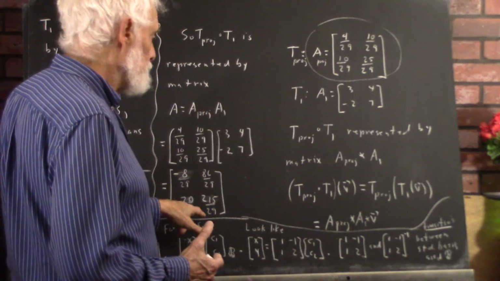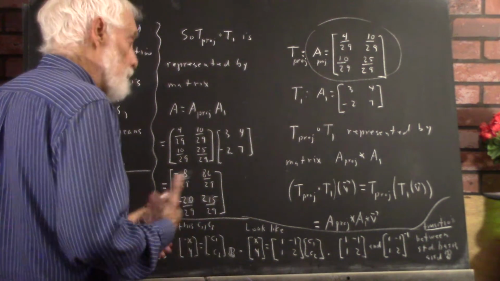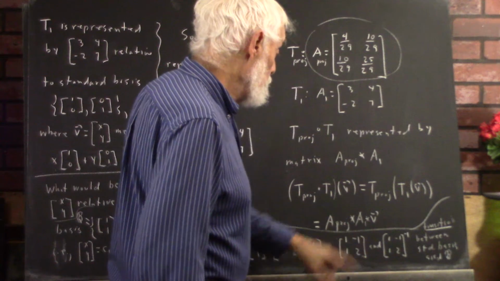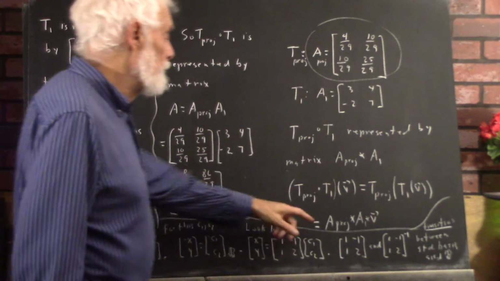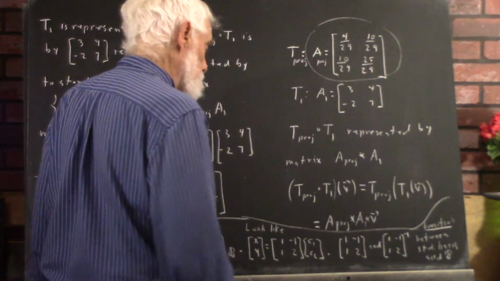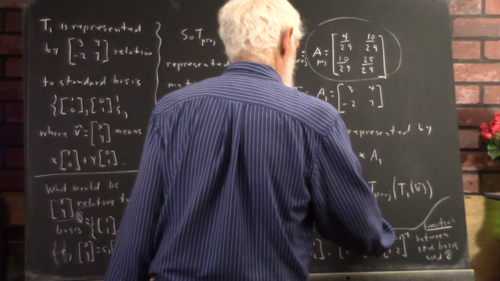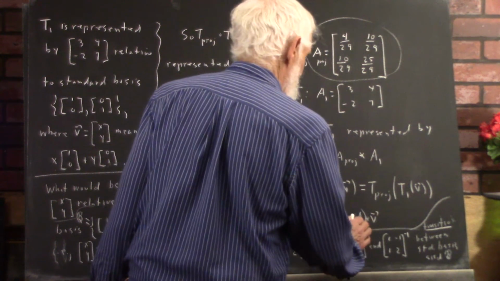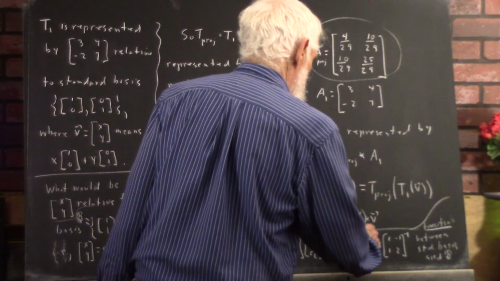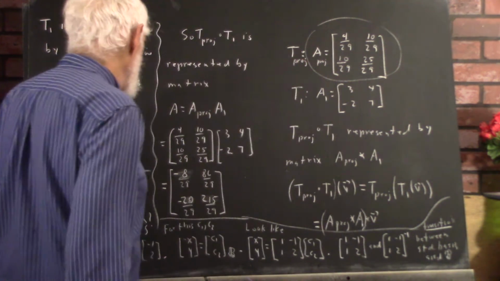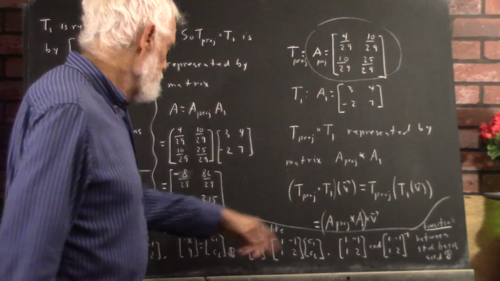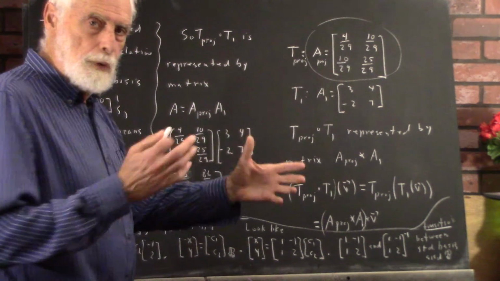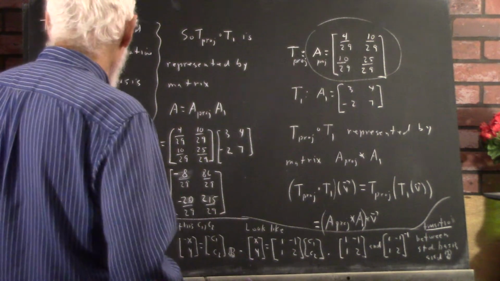So using this matrix, we no longer have to multiply our V vector by A1 and then multiply that by the projection matrix. We simply multiply our vector by this, and we bypass the intermediate step.